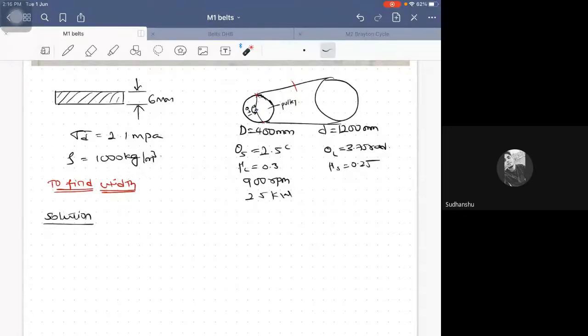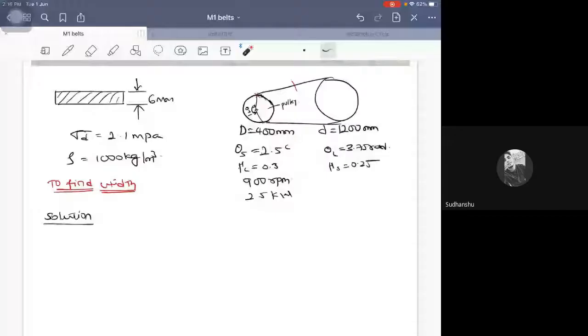If you make these two decisions in this problem, you will get the accurate results. So the first question was, should I consider the smaller pulley or the larger pulley? And the second question was about TC. So I guess you have a methodology by which you can decide upon, consider the value.